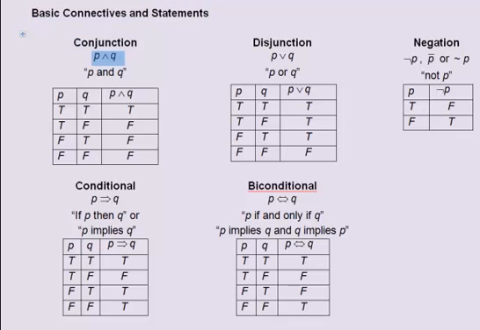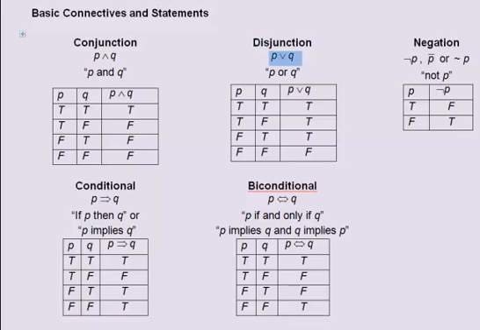This symbol. Said, P and Q. P true, Q true, P and Q true. P true, Q false, P and Q false. P false, Q true, P and Q false. P false, Q false, P and Q false.